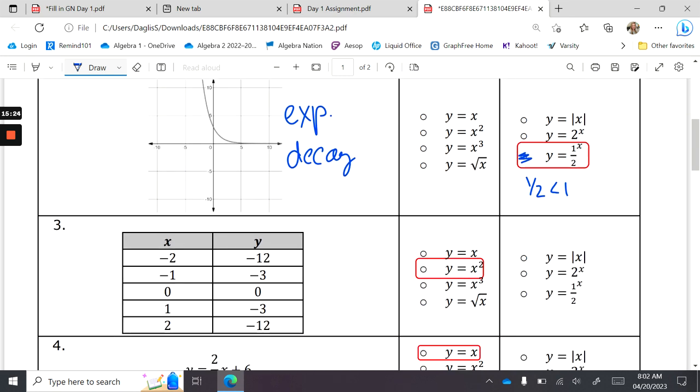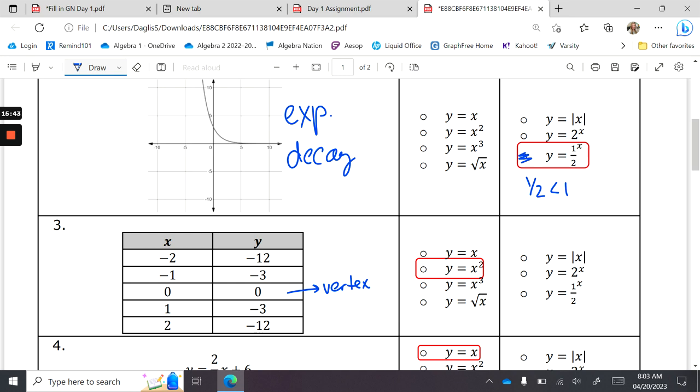My next one was x squared. It was a quadratic function. How did you know looking at the table? See how there's a middle point and then we're mirroring on both sides? This is called our vertex, right?